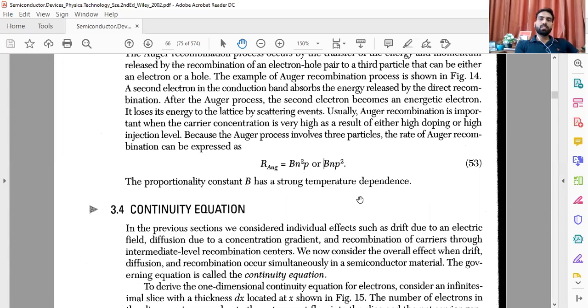This proportionality has a strong temperature dependency. Obviously, क्योंकि Auger recombination किस पे depend कर रहा है? It is depending upon concentration. और कॉन्सेंट्रेशन किस पे डिपेंड करती है? टेम्परेचर पे डिपेंड करती है. सो द ओवरऑल प्रोसेस, जो भी आपका ओवरऑल प्रोसेस है, दैट विल बी टेम्परेचर डिपेंडेंट. पूरा प्रोसेस टेम्परेचर डिपेंडेंट हो जाएगा. सो दैट्स व्हाई दिस इक्वेशन कम्स अप.